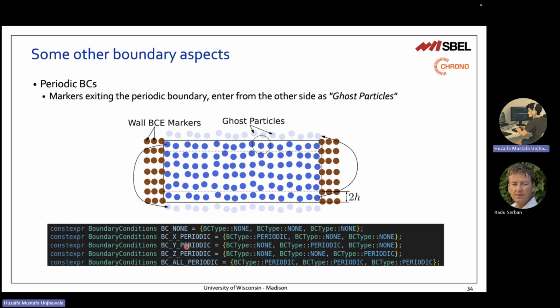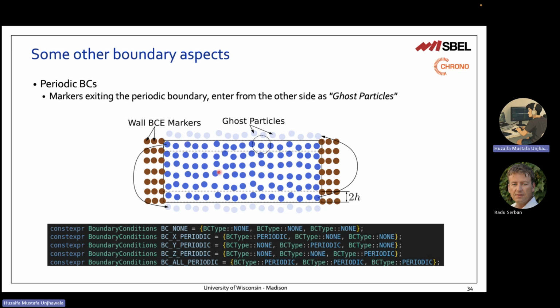Okay, there are other boundary aspects. For example, if you have this rectangular domain, you place a wall, and the wall again is a rigid body, right? So you need BC markers for the wall to tell the fluid that there's a wall there. You place this wall, but you want fluid to flow in this direction and have an infinite domain, basically. So if fluid leaves this portion, it should come out of the other one on the top. And so this is basically a periodic boundary condition.